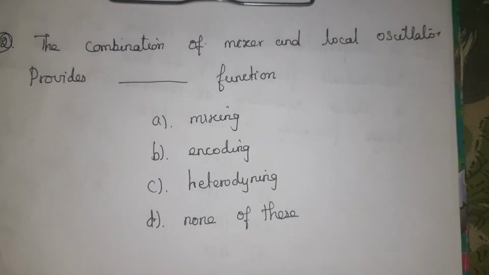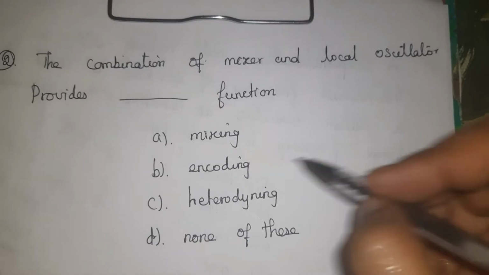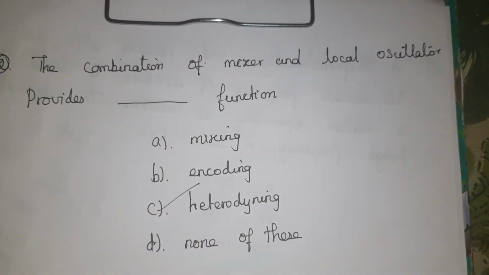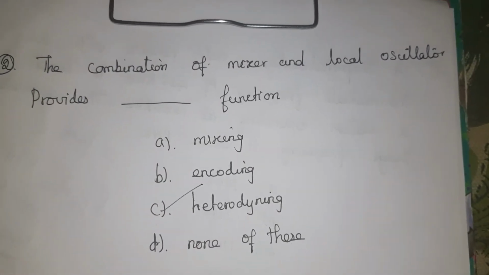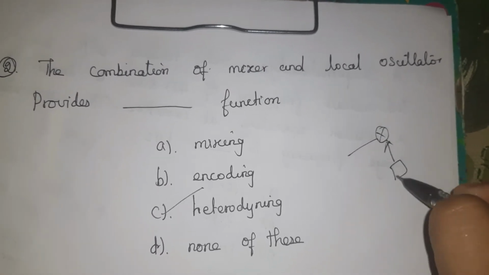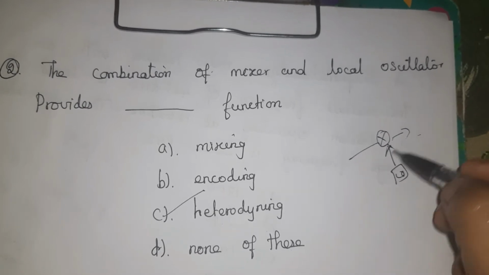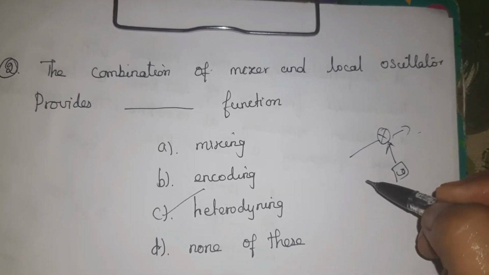Next question: the combination of mixer and local oscillator provides the heterodyne function. C is the answer. The combination of mixer and local oscillator, that is providing the heterodyne function. So here the answer is C.